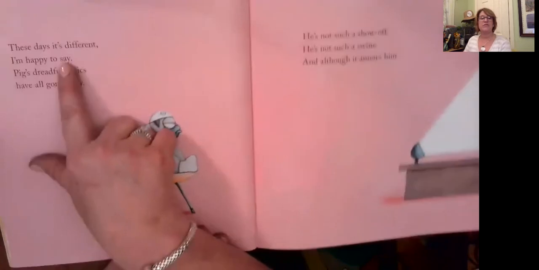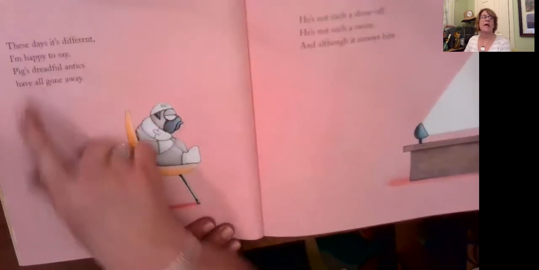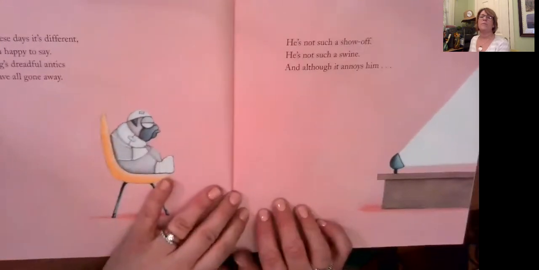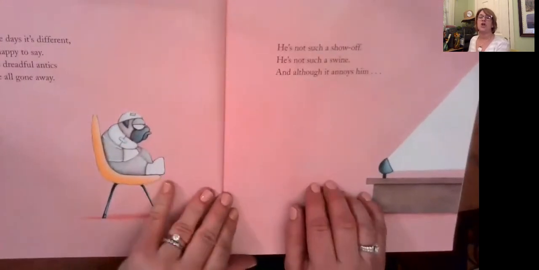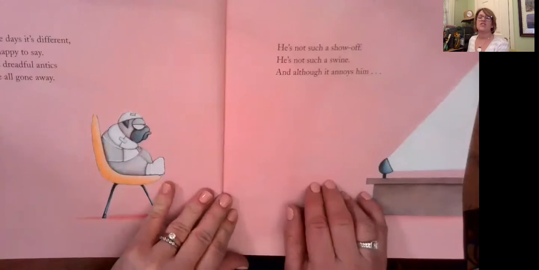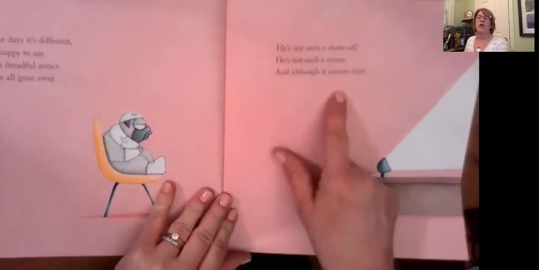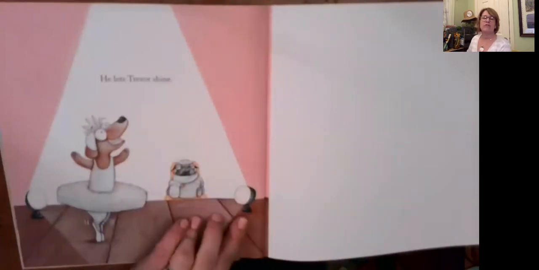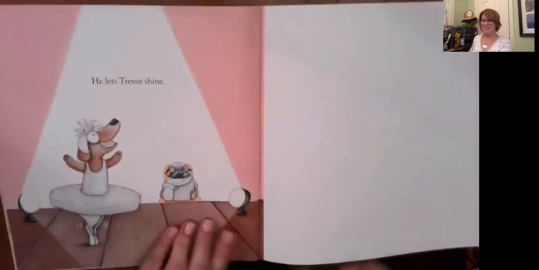These days are different. I'm happy to say Pig's dreadful antics have all gone away. He's not such a show-off. He's not such a swine. And although it annoys him, he lets Trevor shine. Oh, that's nice.